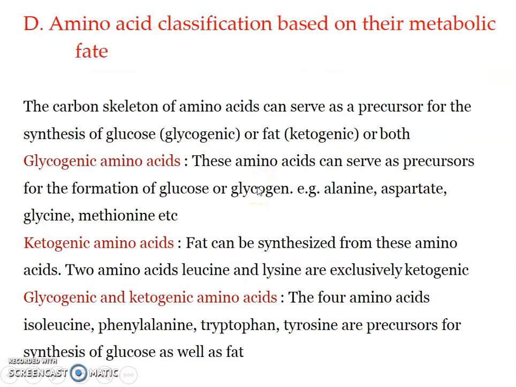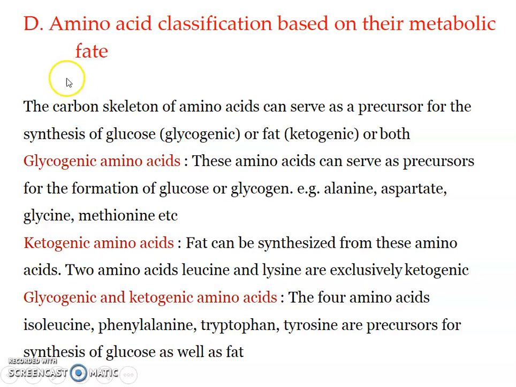Now the next classification is based upon their metabolic fate, that is, what happens to the amino acid during the metabolic pathway. We can see that amino acids can serve as a precursor for the synthesis of glucose. That is, an amino acid can undergo a metabolic pathway to result in glucose. There are certain amino acids which can give rise to fat, and certain other amino acids which can give rise to both.